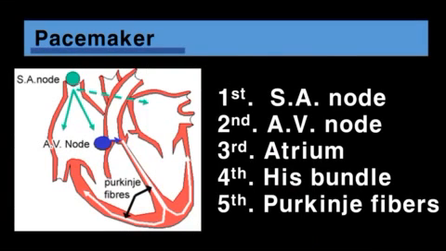First of all, let's see pacemakers located in the heart. Pacemakers have priority to control heartbeats. The SA node is the first pacemaker. If there is a problem that the SA node doesn't make enough electric charge in the heart, the second, third, fourth, and fifth pacemakers will operate in order.